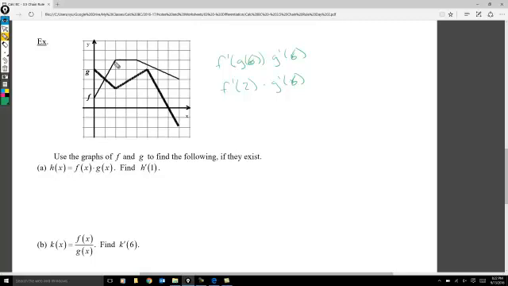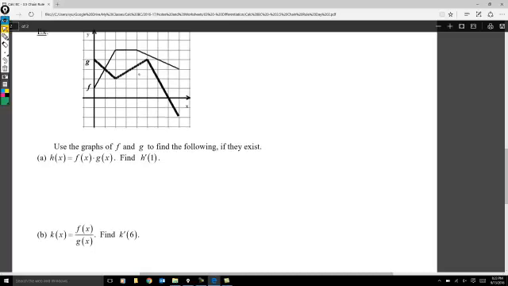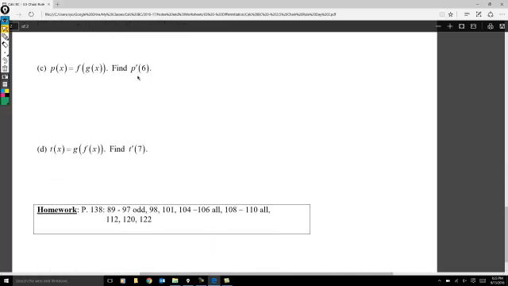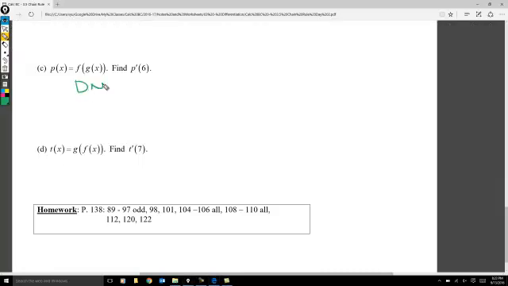The derivative from the left is 0 and the derivative from the right is like 2. Those are not equal, so the derivative at 2 for f does not exist. That means my answer does not exist, because f prime at 2 does not exist. Bad time. All right, let's try g of f of x.